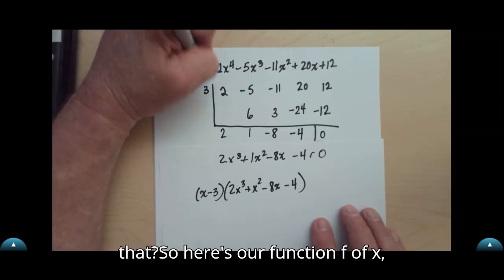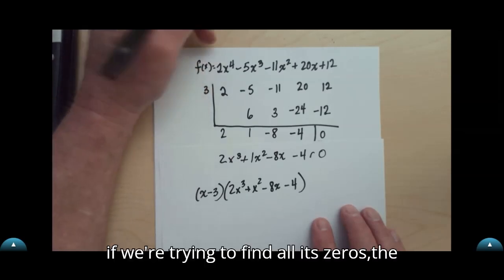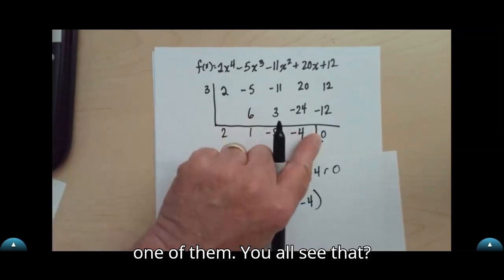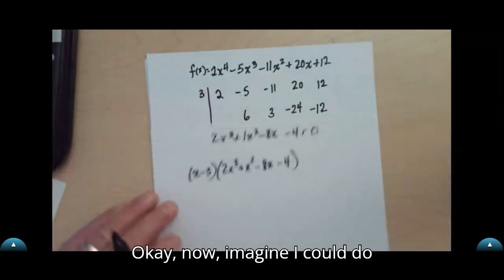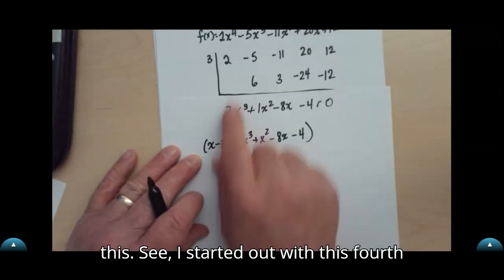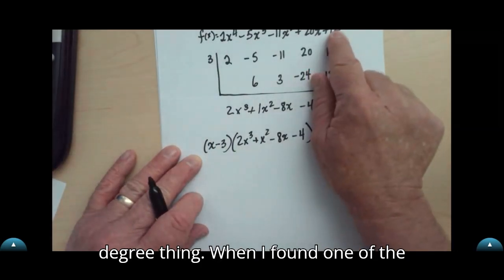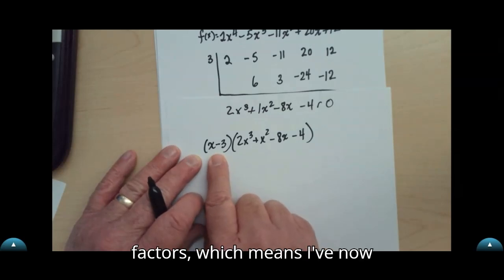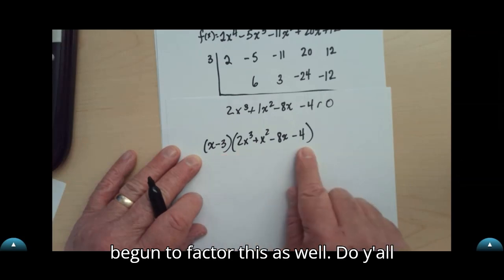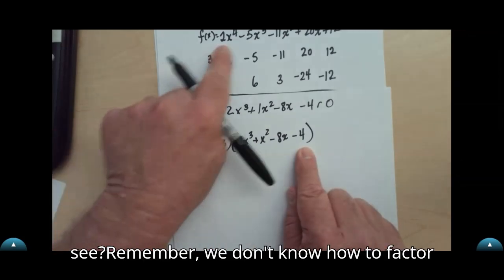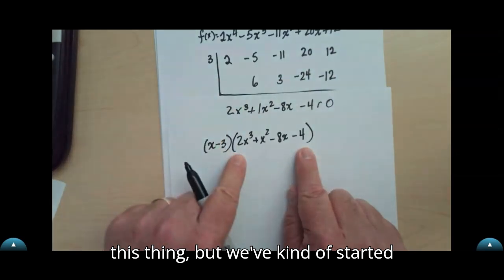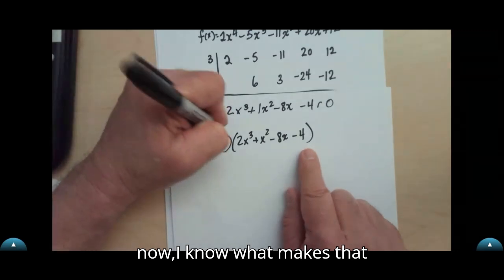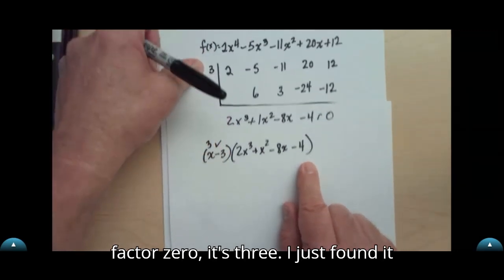Do y'all see that? So here's our function f of x. If we're trying to find all its zeros, the x-intercepts for its graph, we just found one of them. Now, I started out with this 4th degree thing. When I found one of the zeros, that gave me one of the factors, which means I've now begun to factor this as well. Remember, we don't know how to factor this thing, but we've kind of started factoring it. So what if now I know what makes that factor 0? It's 3. I just found it here.